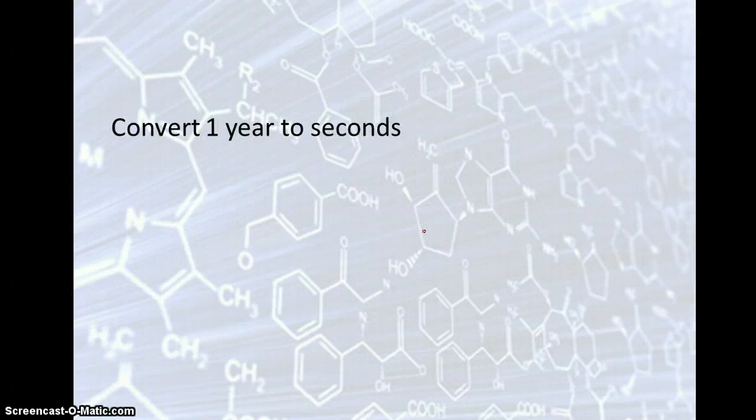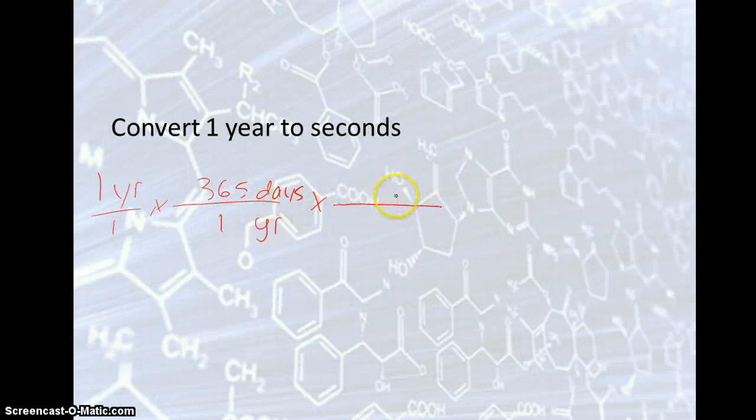Alright, now this one is kind of a fun problem. Okay, you don't really have any unit conversions, but this just takes common sense. We're trying to go from years to seconds. So we want 1 year, and let's convert that to seconds. Well, let's just play along with this. So we know in 1 year we have 365 days. Okay, and let's convert days to hours.